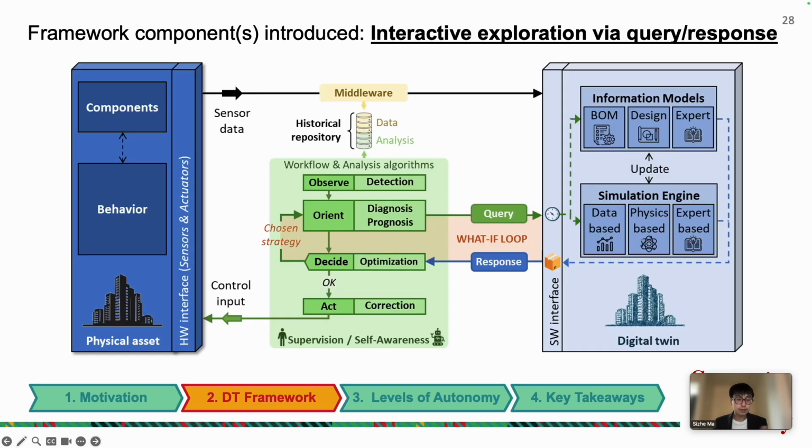And in the end, we introduce the interactive exploration step through query and responses. So query and response is like a structured mechanism for requesting and obtaining specific data or analysis from across the whole framework. Without a flexible query and response mechanism, the digital twin can only be used for a pre-specified set of use cases. Essentially, it downgrades to a cyber-physical system.